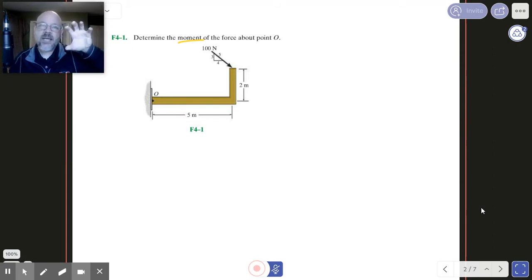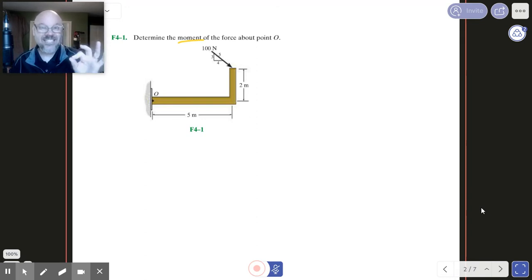A force tries to push something or to pull something. What a moment does is it tries to twist something. We could say that a force tries to change the translational acceleration of an object, make it go faster or slower, change its direction, whereas a moment tries to change the angular acceleration of an object. So if it's spinning, stop it from spinning, slow it down, speed it up, or if it's not spinning, make it spin.